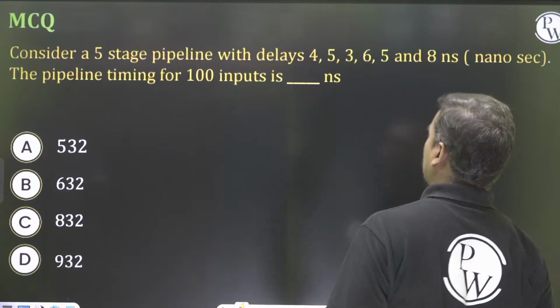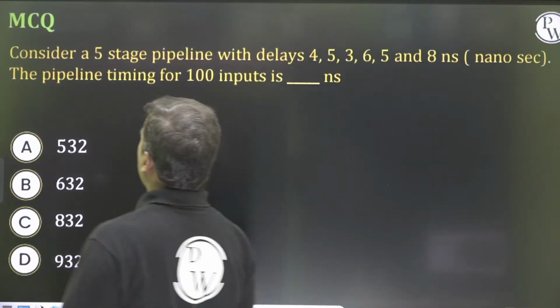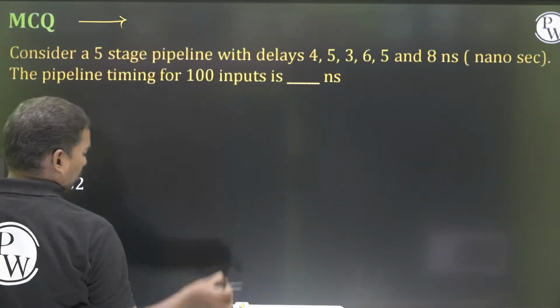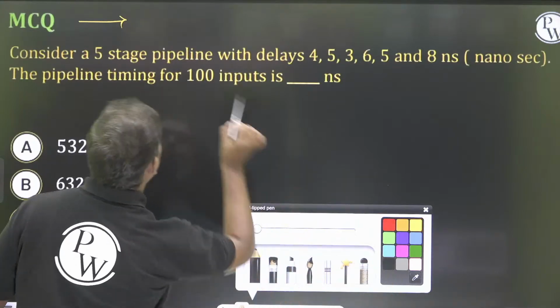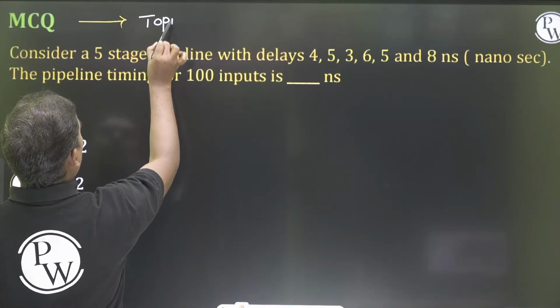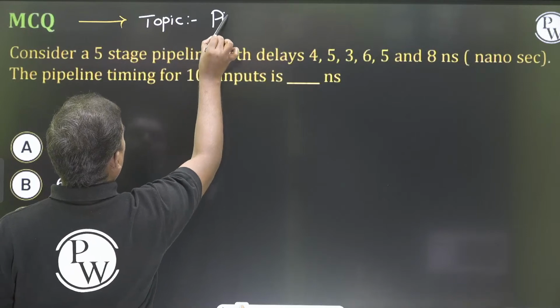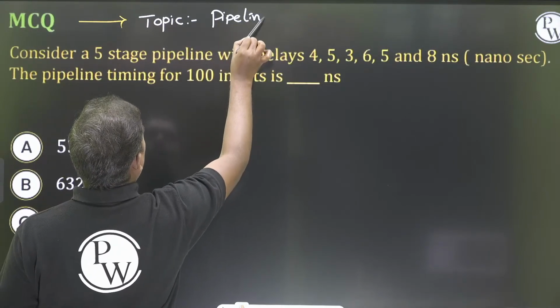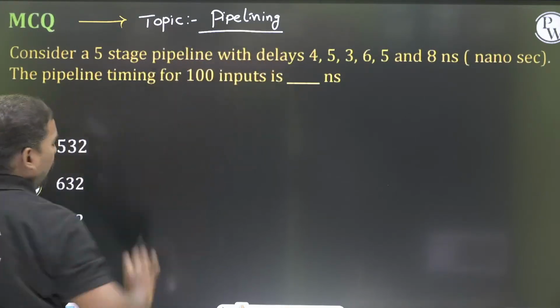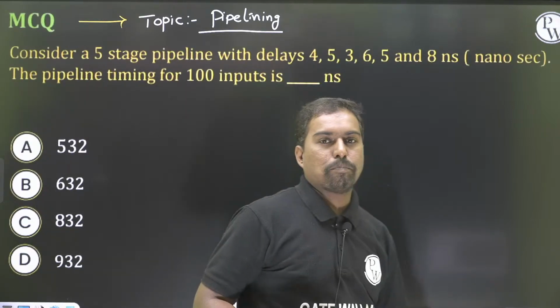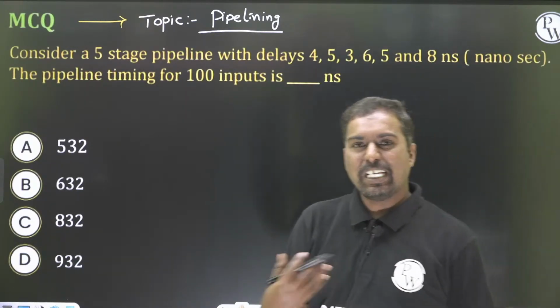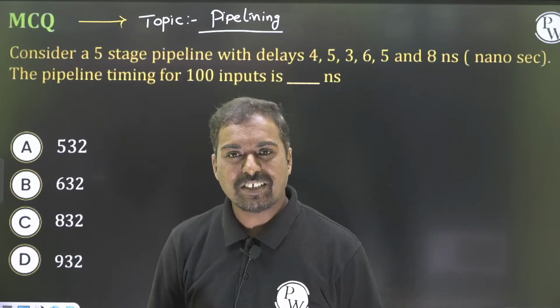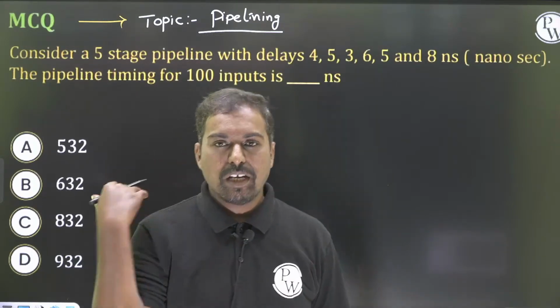Yeah, this question is related to MCQ. The topic is pipelining, my dear. On pipelining, we have one fundamental formula. What is pipelining? Pipelining means prefetching the next instruction while the present instruction is under execution. Okay, please go through this question.